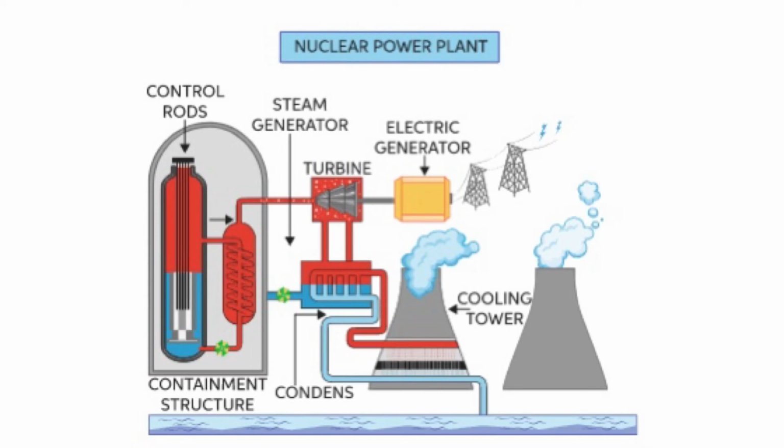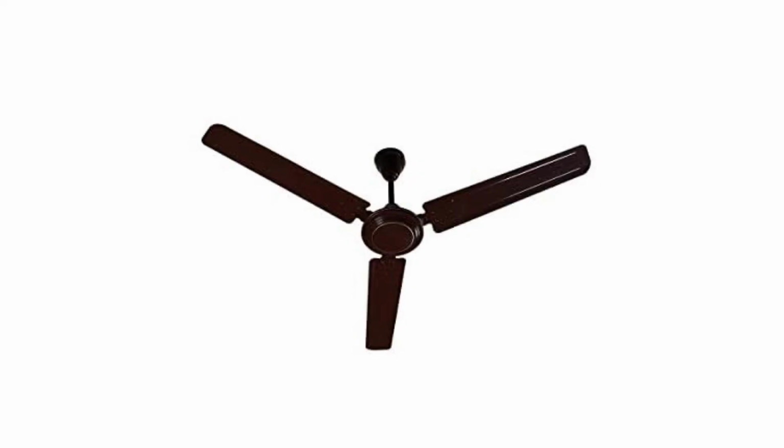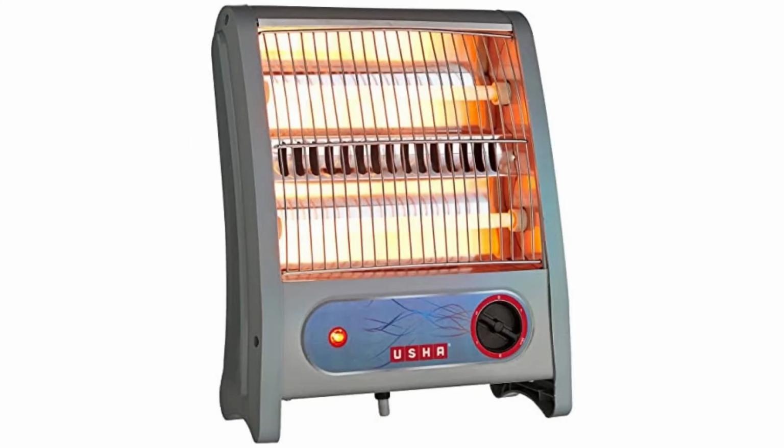Let's discuss energy conversion in some of the devices. Like in the electrical bulb, the electrical energy is converted into heat energy and light energy. Second example is the fan. The electrical energy is converted into wind energy. In an electrical heater, electrical energy is converted into heat energy.